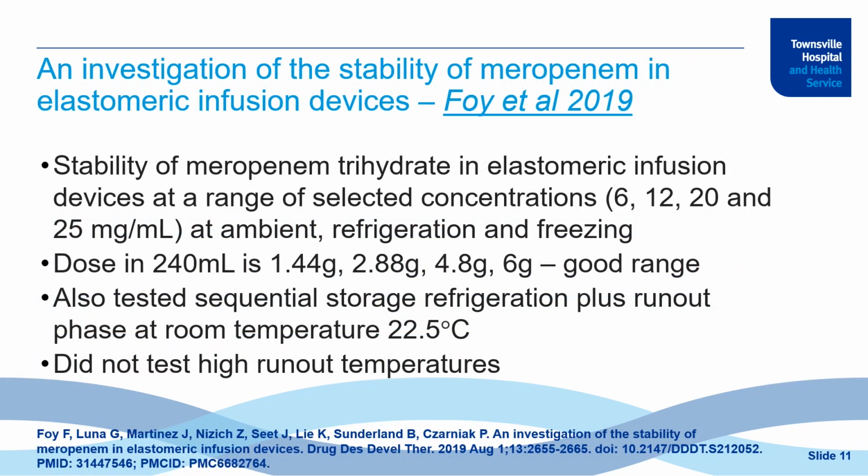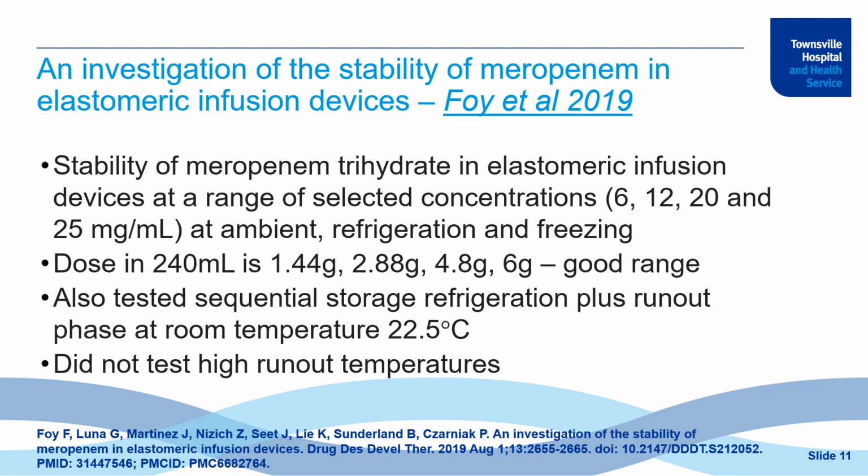Next, we've got the study by Foyer et al. in 2019. Sorry. Now, this one was quite a good study. I did like it because of the concentrations that they investigated, from 6 milligrams per mL to 25 milligrams per mL. When you calculate that out, that's the 1.44 to 6 gram dose. So that's a really good dosage range, the kind of dosage you would be expecting to be choosing in OPAT.